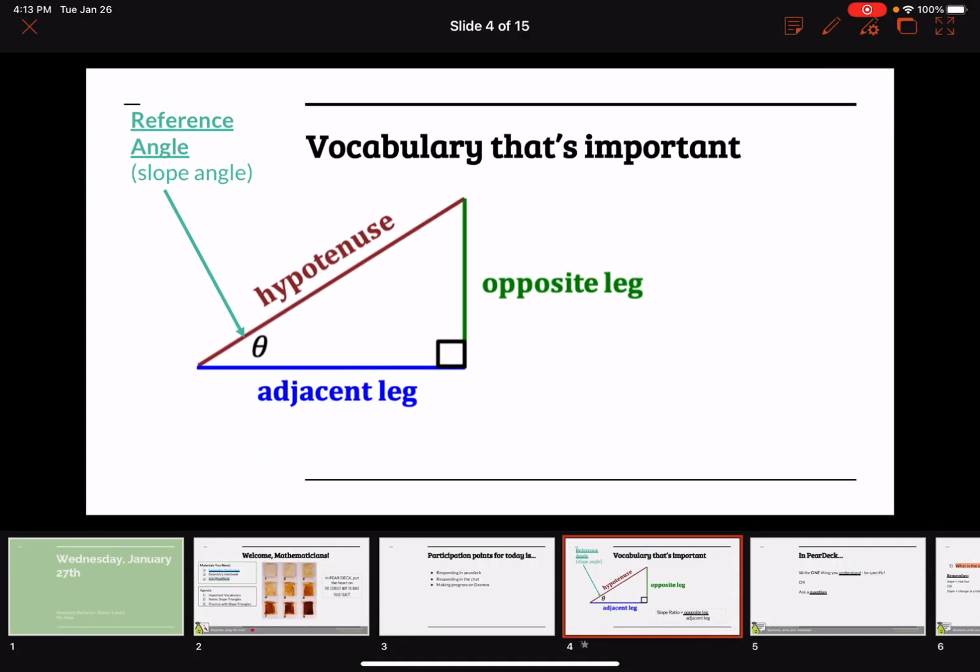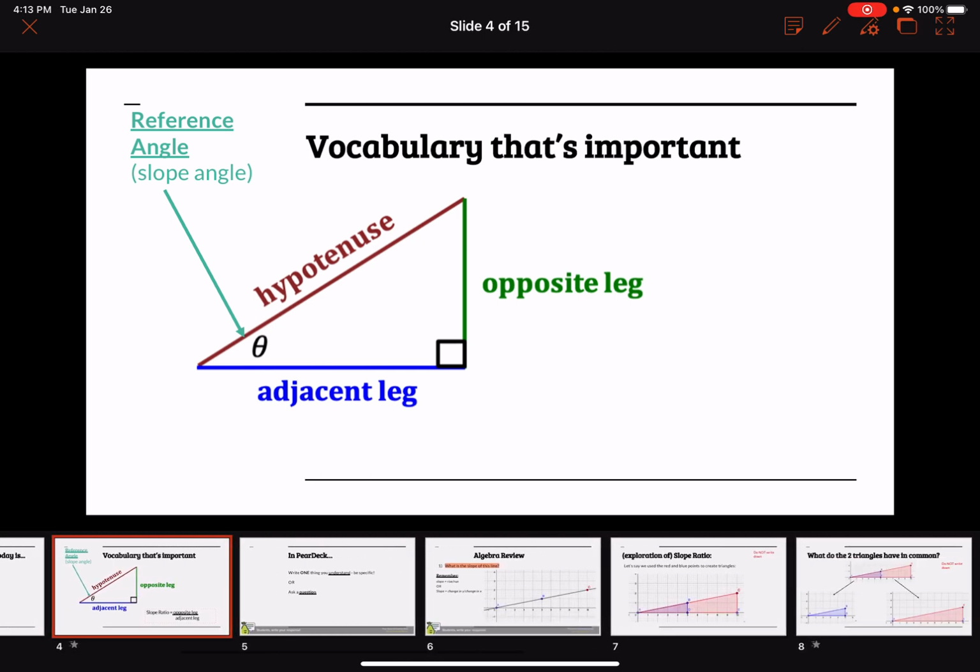Hi students, in this video we are going to review how to use slope ratio to find missing sides and angles. Let's review some vocabulary that's important.